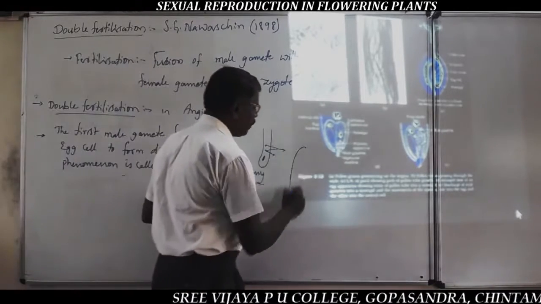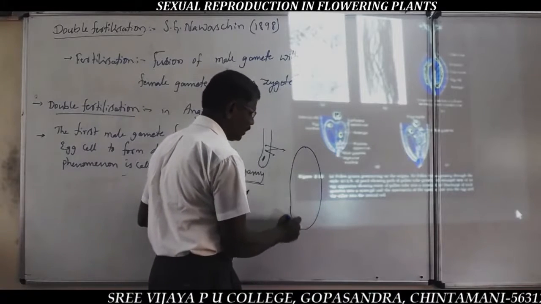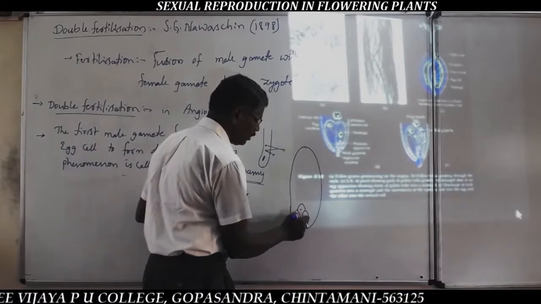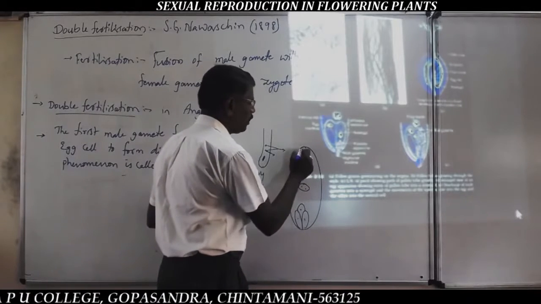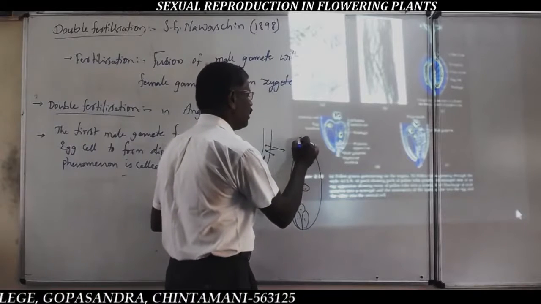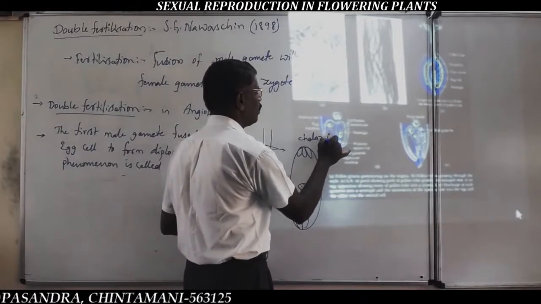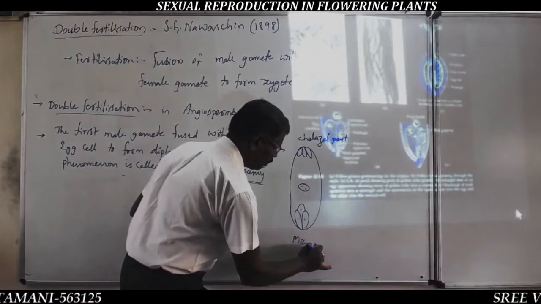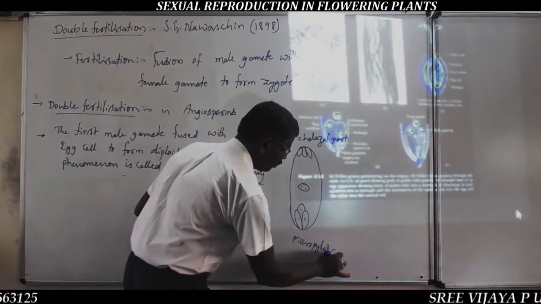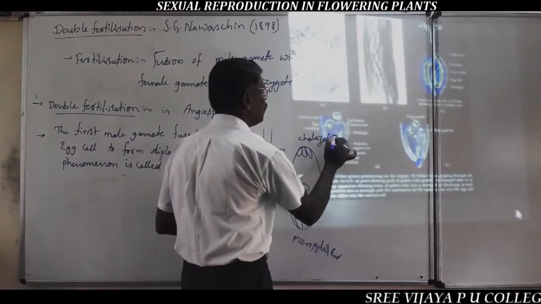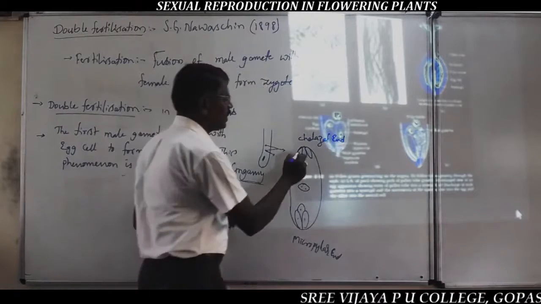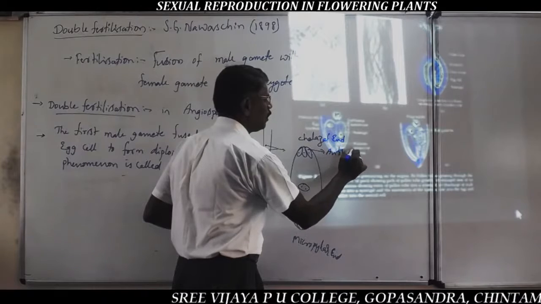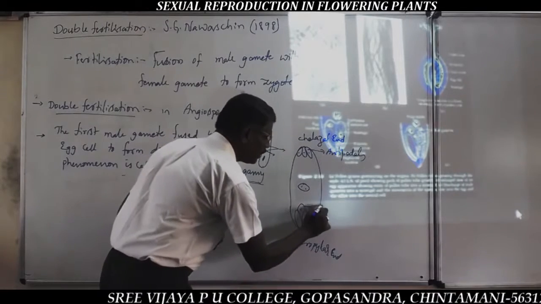In the embryo sac, draw only the embryo sac. This is the chalazal end. This is the micropylar end. It consists of three antipodals. Here is the egg cell.